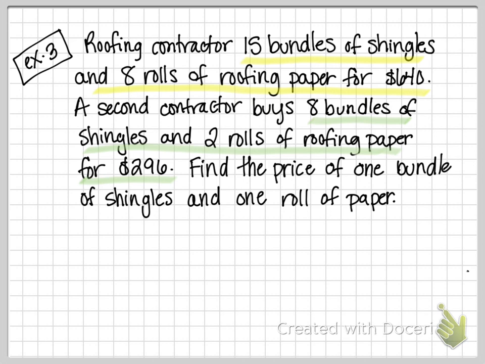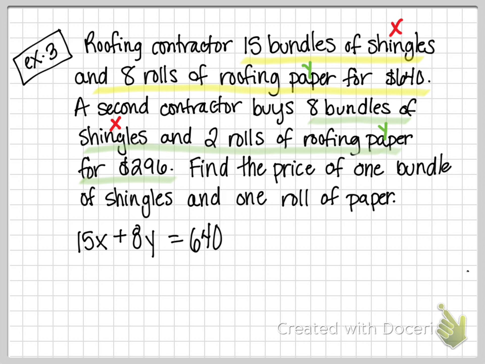So what we're going to do here is assign a variable to the shingles. We're going to call all of the shingles X, and we will call all of the roofing paper Y. And then we can write 2 equations here that we'll use to solve. So we know that 15 bundles of shingles are 15x plus 8y, so however much it costs per bundle, added together will equal $640. So that's our first equation up here.